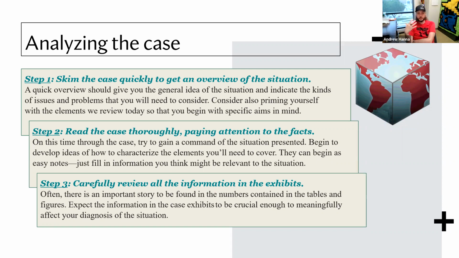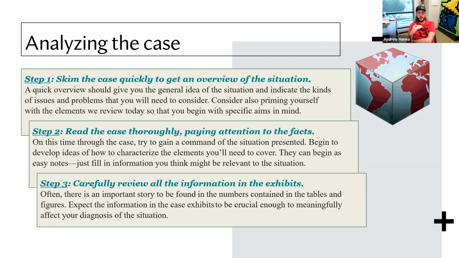Once you've done that, I suggest that you do it a second time. Put it away for a bit, pick it back up in a little while when you're not sick of it, read it thoroughly, and really pay attention to the facts, okay? That second time through the case, really try to gain a command for what's going on there based off of the elements in that rubric I provide you, right? Understanding what things you should be looking for. Start writing some notes here and there, some things you think might be important, right? Because not everything in it is important, okay? These can just be easy notes. What do you think's relevant?